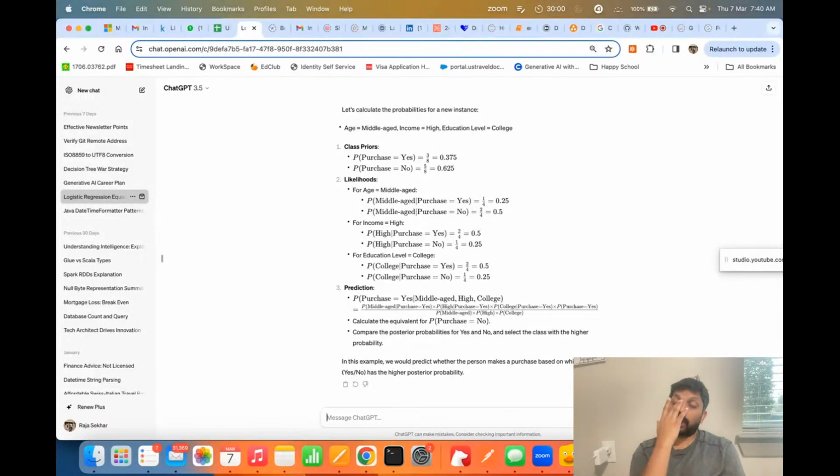We calculate the probability for P(yes) and P(no), both, and whichever has the higher probability, we lean towards that decision, saying whether he will purchase the product or not. Nice. So we covered naive Bayes as well, with an example on how it works.